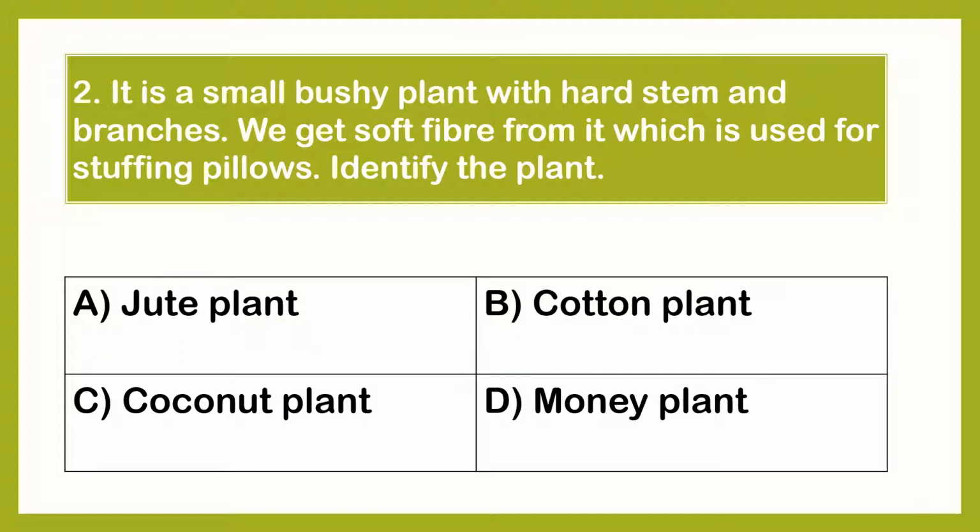It is a small bushy plant with hard stem and branches. We get soft fiber from it which is used for stuffing pillows. Identify the plant. The options are: option A, jute plant, option B, cotton plant, option C, coconut plant, option D, money plant. The answer is cotton plant. Cotton plant produces soft fibers, jute and coconut produce rough fibers, while money plant does not produce fibers.